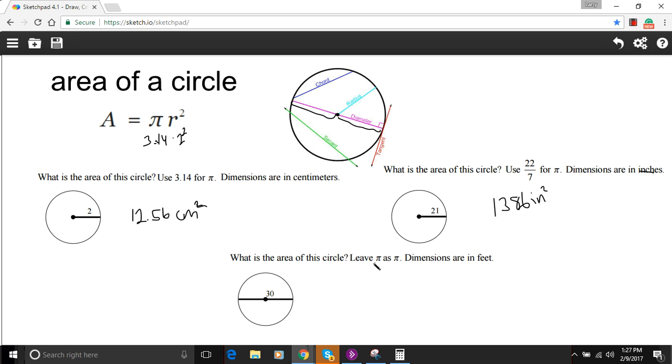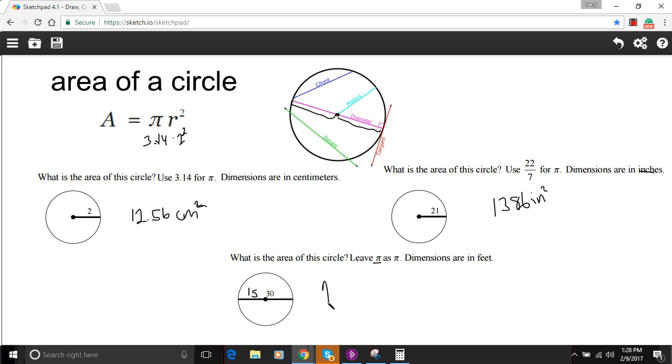Because pi is this funny decimal that goes on forever, sometimes they tell us to just leave the pi alone. Just leave it there as part of the answer. Don't even do that multiplication. Let's try this one. We need to find the area here, and we have 30, but that's not the radius. This line goes all the way across, so that's the diameter. So the radius here is really 15.